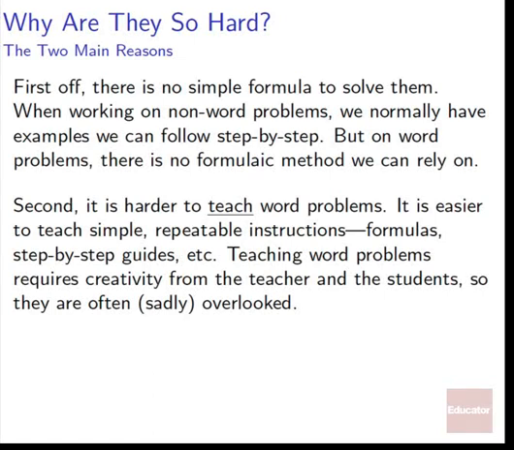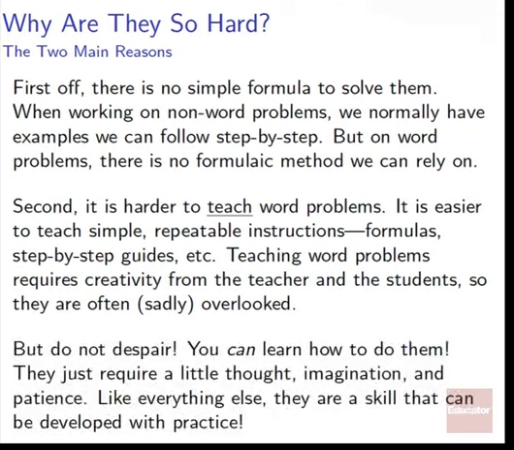So often, sadly, they're overlooked because it's easier to teach to that, and a lot of education is based on taking standardized tests. So we wind up teaching to standardized tests as opposed to teaching to a larger scale of thinking and understanding, which is the sort of stuff that's absolutely necessary if we're going to do well on word problems. Don't let this worry you. Don't despair. You can learn how to do them.